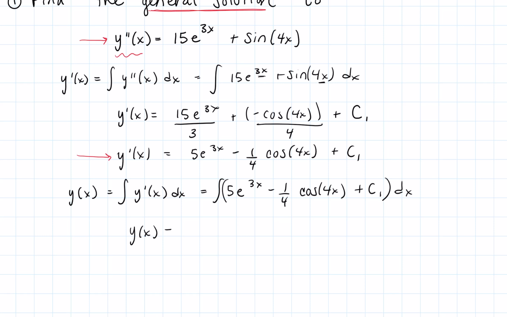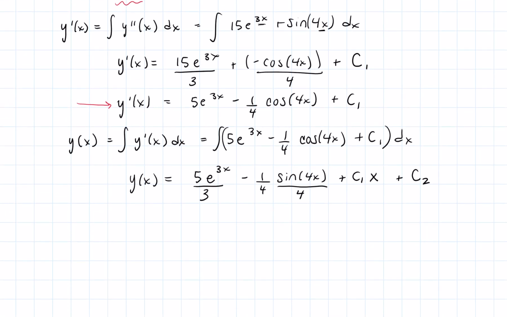So y of x is actually equal to, we'll integrate e to the 3x again, so we get 5e to the 3x. We're going to divide by 3. We've got a minus 1/4. We're going to integrate the cosine, so that becomes the sine of 4x. And then we have to divide by 4 to account for that 4x. We've got C1, since that's a constant, it'll be C1 times x, and we will end up with another constant. We'll go ahead and call it C2.